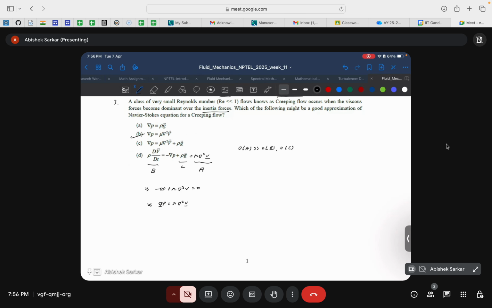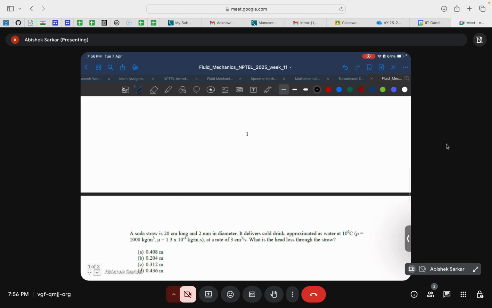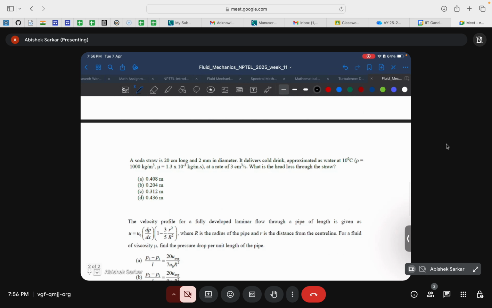So let us look at the next question, question number 4. A soda straw, a cylindrical system, is 20 centimeter long and 2 millimeter in diameter. It delivers cold water at 10 degrees Celsius, with density 1000 kg per meter cube and mu as 1.3 times 10 to the minus 3 kg per meter second, at the rate of 3 centimeter cube per second. What is the head loss through the straw?